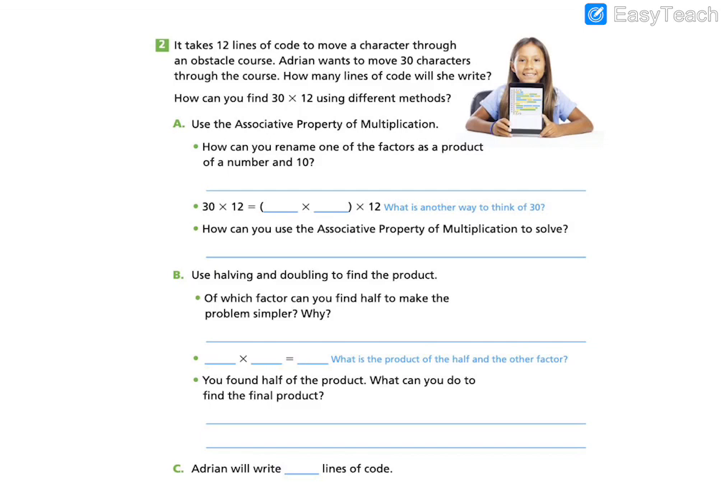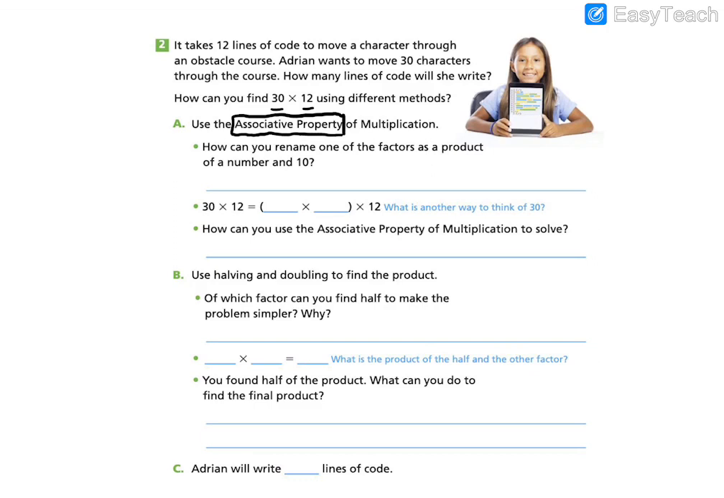Adrian wants to move 30 characters through the course. How many lines of code will she write? Okay, so we know that 30 characters have to do 12 lines of code each. Letter A asks us how to use the associative property of multiplication. All right, we're going to review that in a minute here. So if you aren't sure what the associative property is, that's okay. We're going to come back to this.